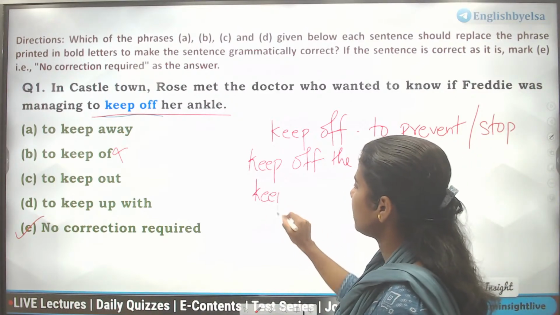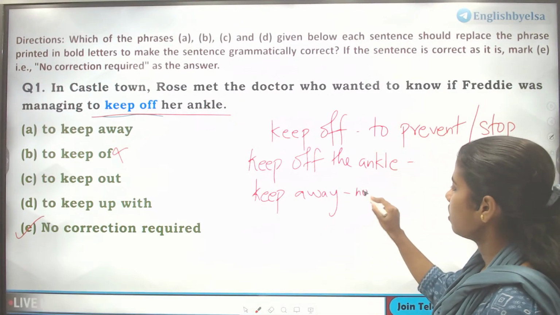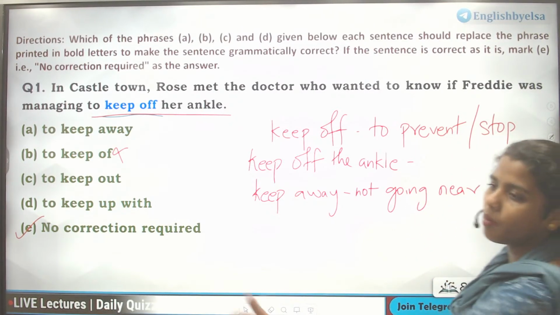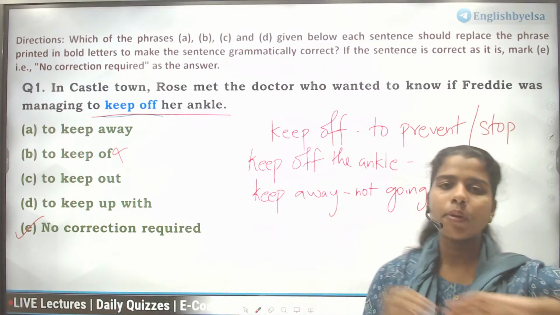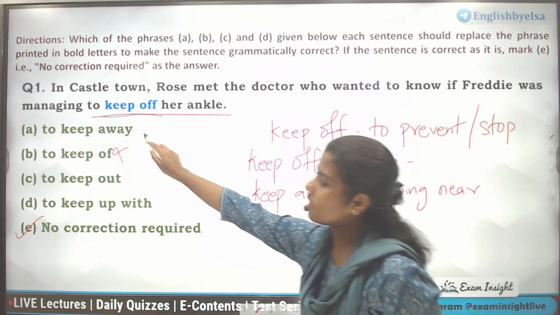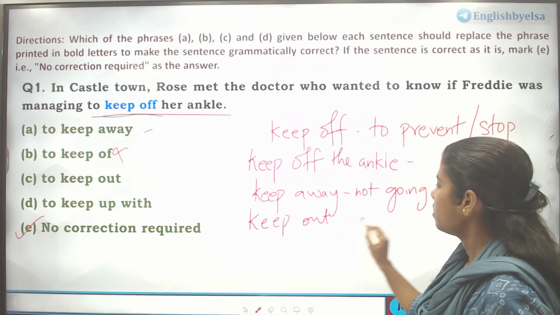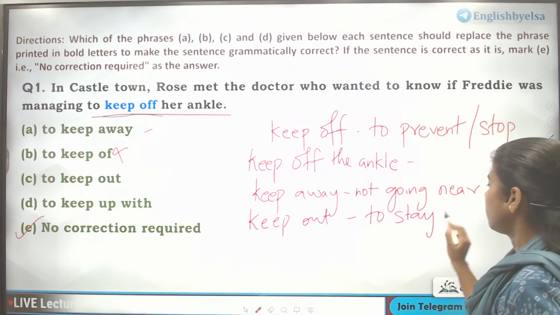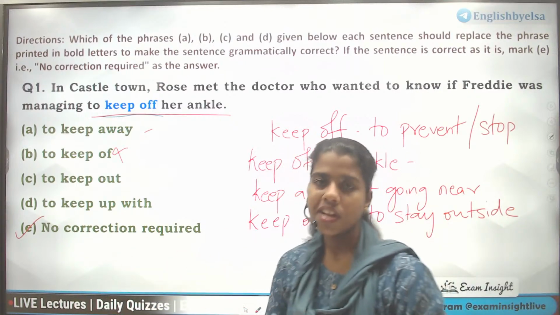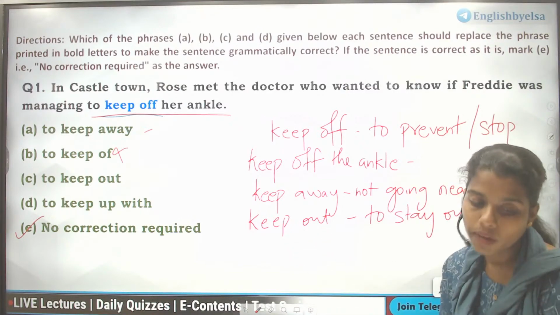Next is keep away, means not going near. If I'm not going near to someone, I can use this phrasal verb. I keep away from that person. That means I'm not going near to that person. Correct? Keep away is done. Keep out means to stay outside. That means another meaning I can say is to not enter a place. That is where you can use this phrasal verb keep out.